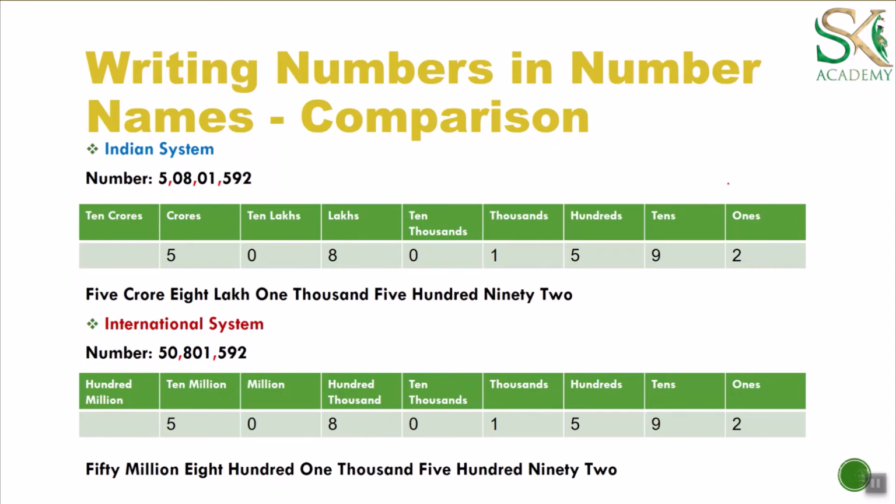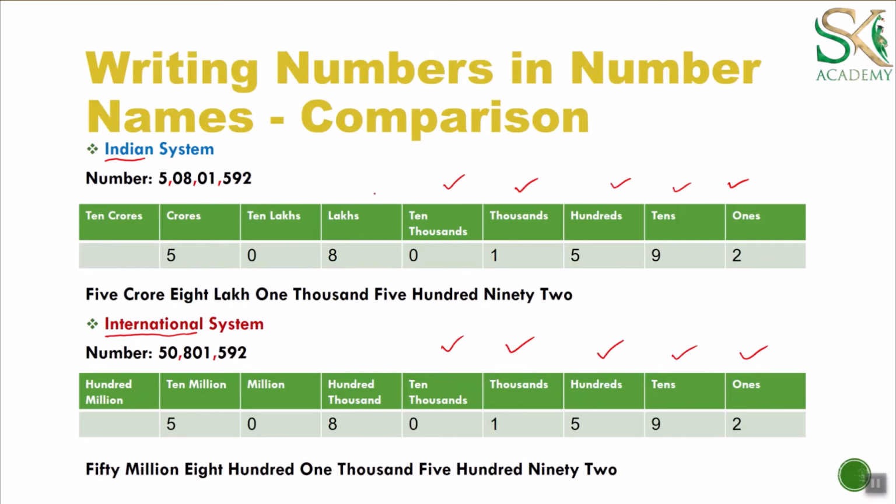See here, as I told you, ones, tens, hundreds is common. So whether it is the international system or the Indian system, it is always ones, tens, hundreds, the same. Even thousands are the same, 10,000s also the same. So you can remember that all the first five boxes are the same, whether it is the Indian system or the international system. Okay, the only change comes from here.